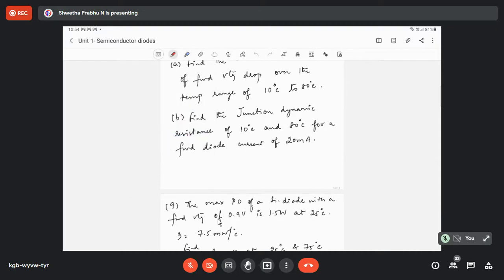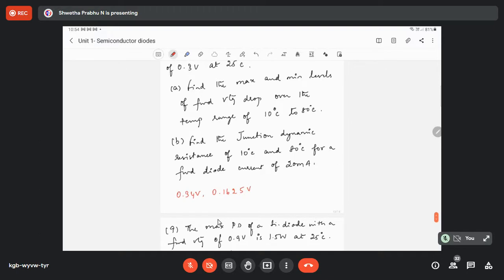Yes, guys, can anyone tell me? Ma'am, for the eighth, I got 0.3375 volt. The first part will be 0.334. Correct, 0.34 you will get. I'll write the answers here. The next one will be 0.1625 volts. Second part, 0.1625 volts. They're asking you to find minimum and maximum forward voltage drop. Okay, these are the voltage values.